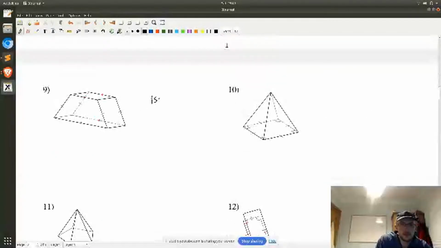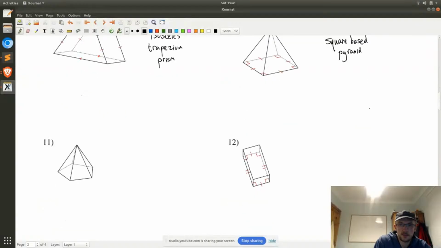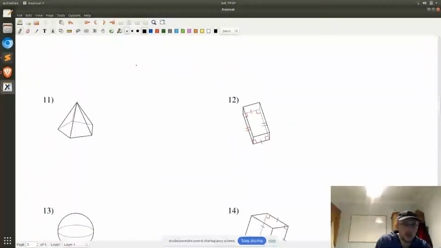An isosceles trapezium prism again. Square-based pyramid. I recently found out that the more famous pyramids from Egypt are nearly square-based, and it's just astonishing apparently how close they got.